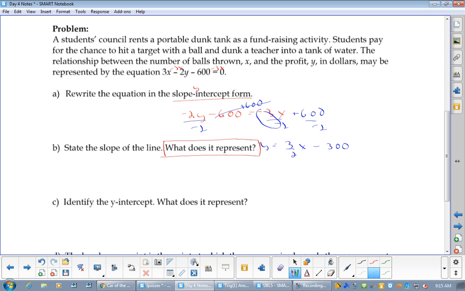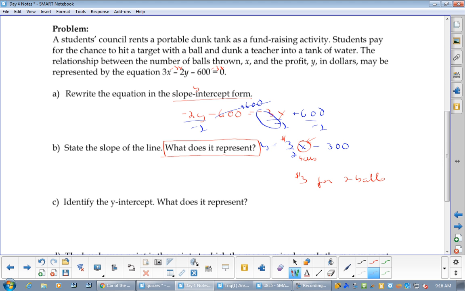Okay, so if that's close, what would it be? Yep. Okay, so it's $3 per 2 balls. So $3 for 2 balls. No, X is going to be the number of balls. Okay, but 3 over 2 means $3 for 2 balls.